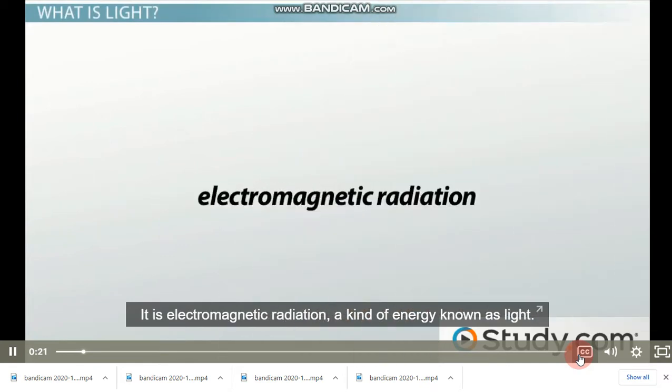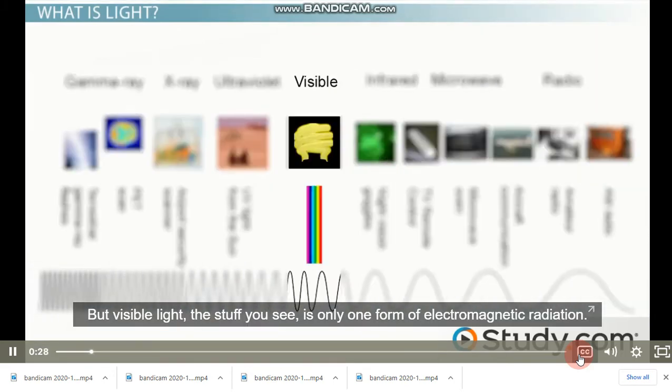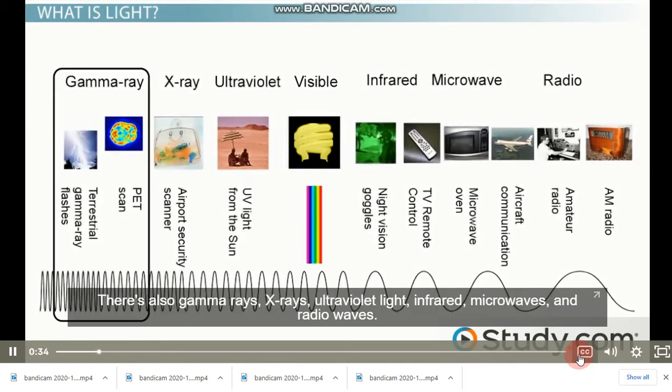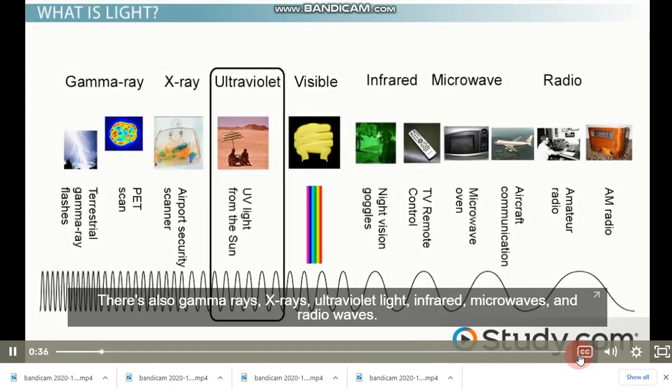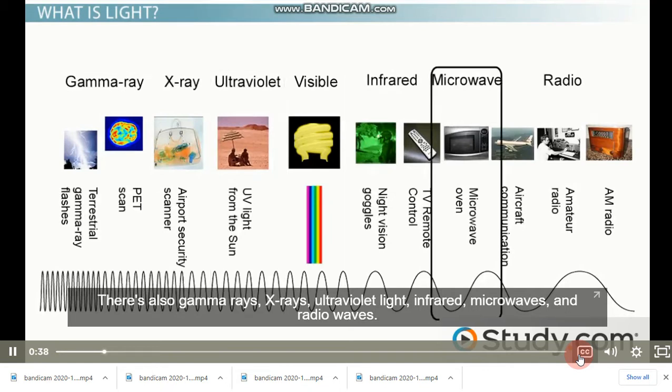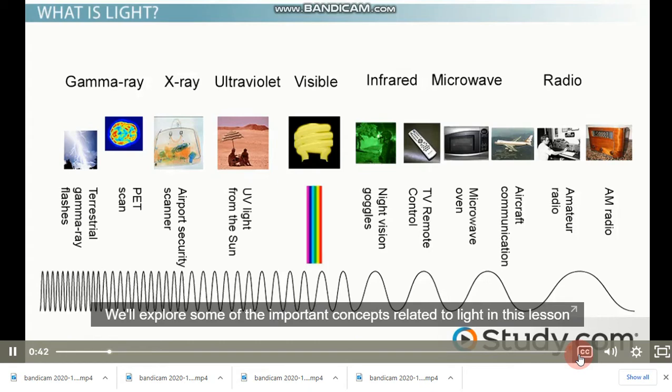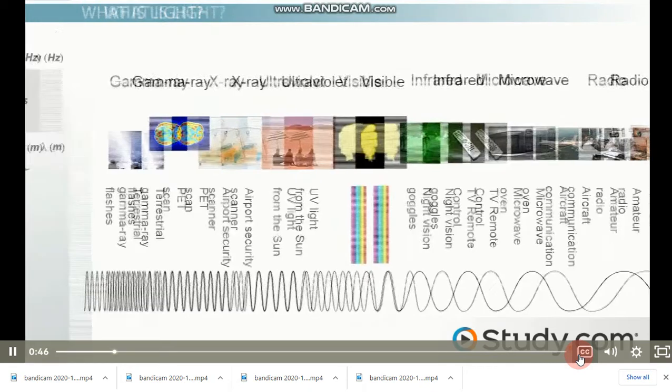It is electromagnetic radiation, a kind of energy known as light. But visible light, the stuff you see, is only one form of electromagnetic radiation. There's also gamma rays, X-rays, ultraviolet light, infrared, microwaves, and radio waves. We'll explore some of the important concepts related to light in this lesson.